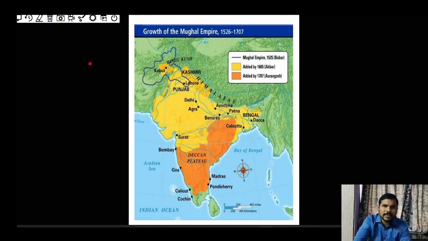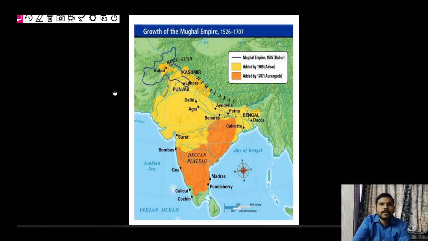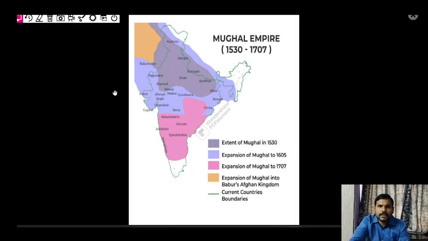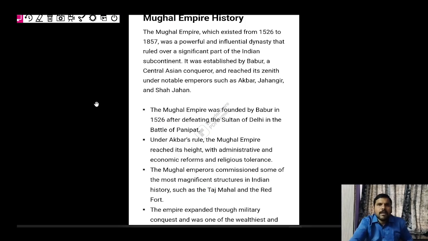Fine. Let us go to the next slide. This is again the same. You can see the extent: initially the extent of the Mughal Empire, and then how it expanded during Akbar's time and during Aurangzeb's time. You can see slowly the Mughal Empire, which started in the northern part of India, expanded to all of India.